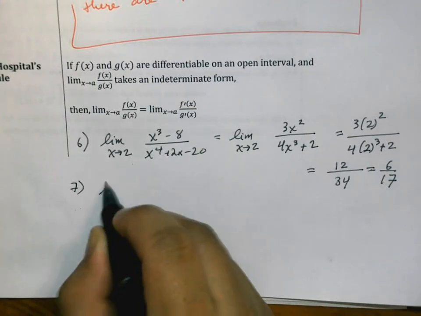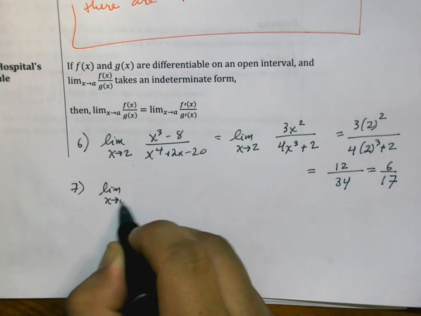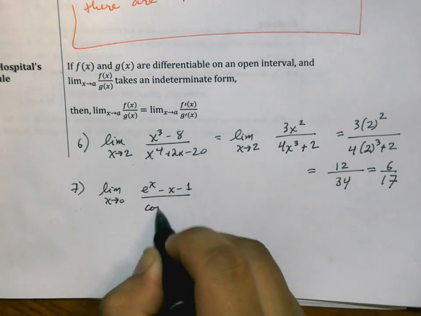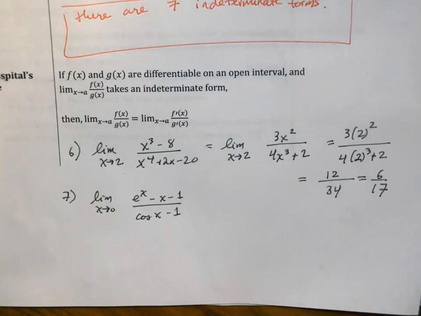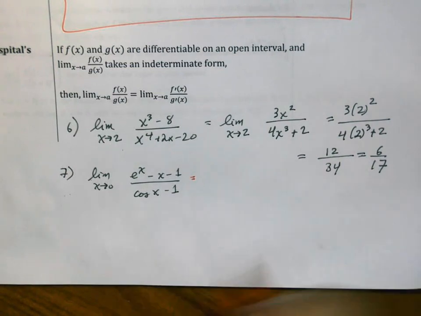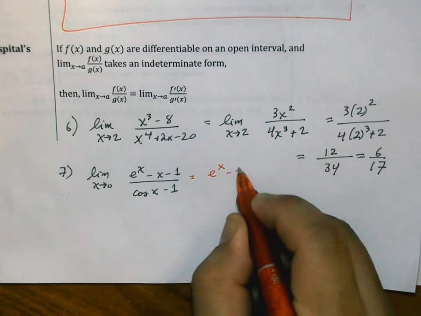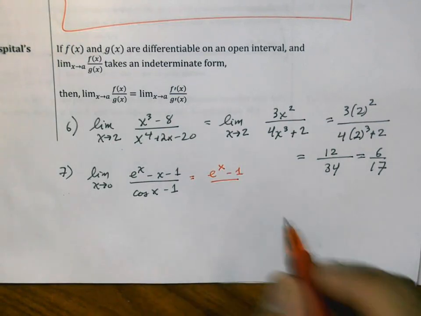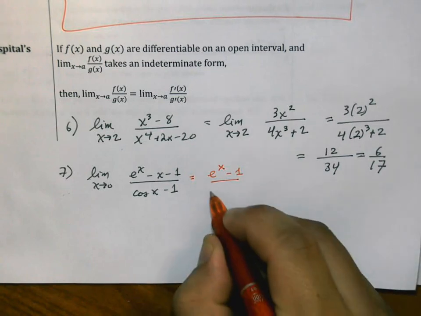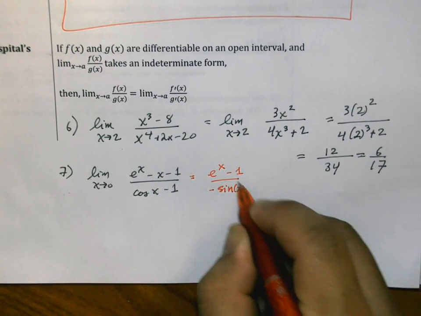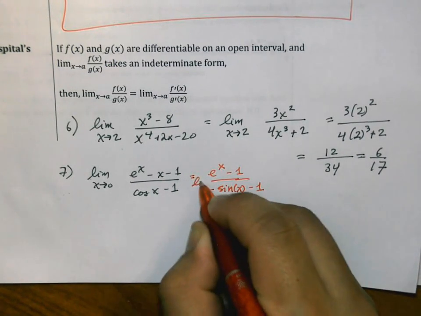Let's take a look at number 7. We want the limit as x approaches 0 of e to the x minus 1 over cosine x minus 1. And we know that it already took the indeterminate form. So we can just keep on taking the derivative. The derivative of the top is e to the x minus 1. The derivative of the bottom is negative sine of x minus 1. And we're still looking for the limit.